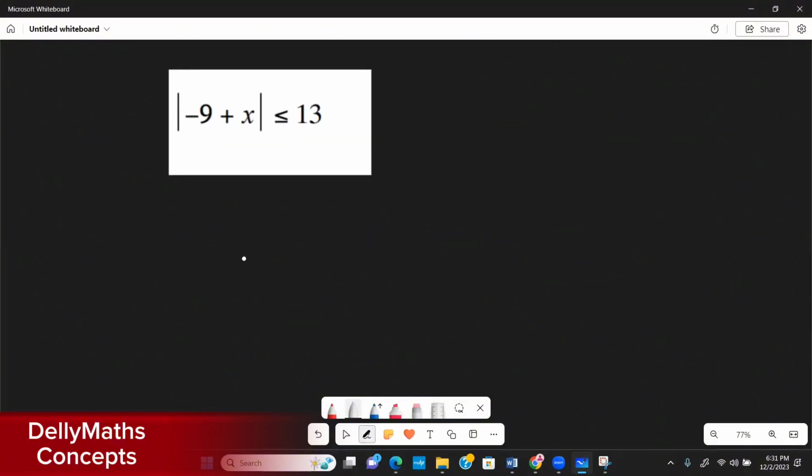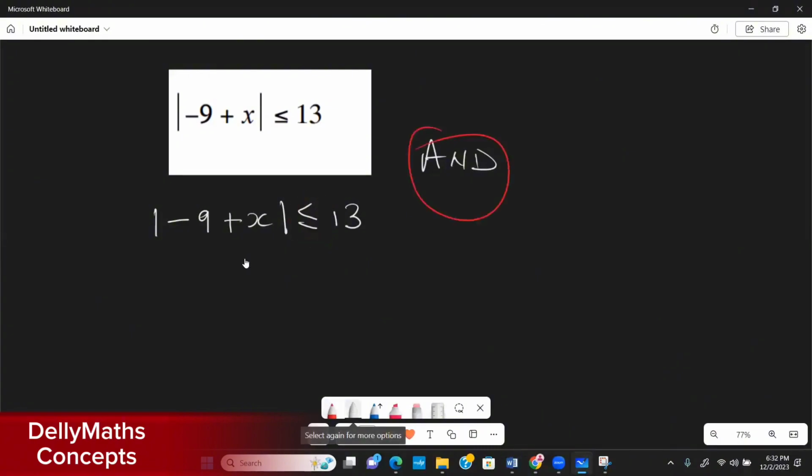Now, in this case, we're looking at the less than symbol. So the absolute value of -9 plus x is less than or equal to 13. This means that our responses will have an AND between them. So we're going to be looking for the overlapping section. Whenever your absolute value inequality has the less than or equal to, it's going to be an AND situation where you're going to have to look for the overlapping idea.